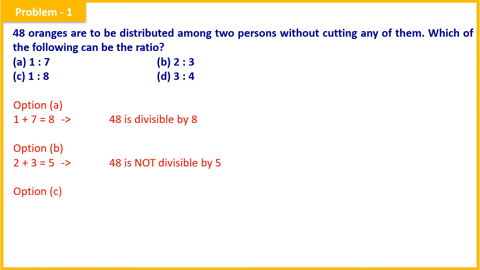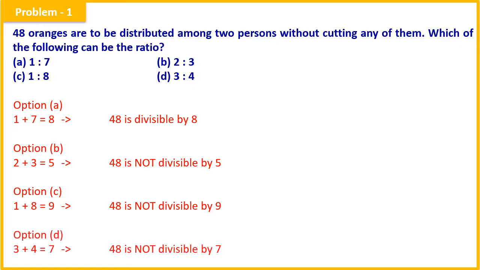If we go with option C, it is 1 is to 8. It means total 9 parts, 1 plus 8, 9 parts, and 48 is not divisible by 9. So this is also not correct. If we go with option D, that is 3 is to 4, so total number of parts are 3 plus 4, 7, and 48 is not divisible by 7. So option A is the correct answer. 48 oranges can be split in the ratio of 1 is to 7.